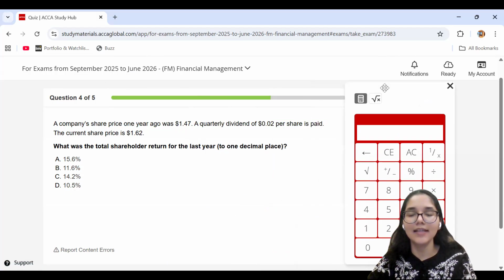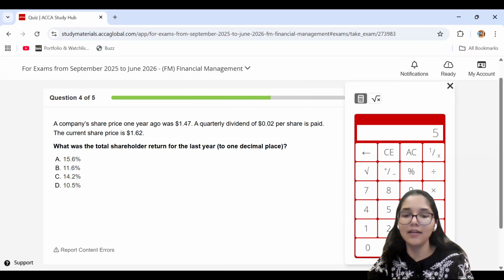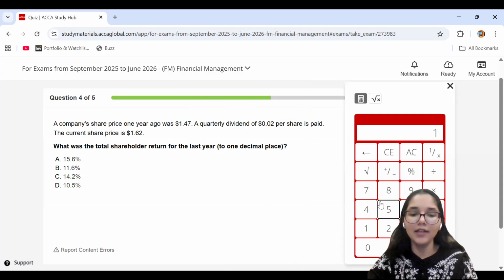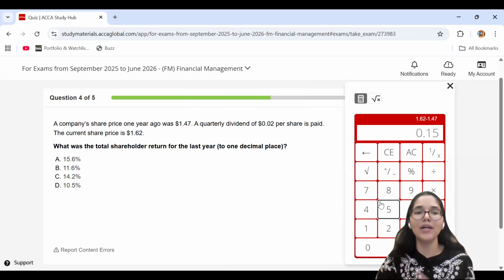We have learned that we take firstly the difference between the share price at the start of the year and the end of the year. Current share price at the end of the year is 1.62. That means shareholders, how much have they gained in terms of capital? They have gained 1.62 minus 1.47. So on the share price, 0.15 is the gain that they have made.